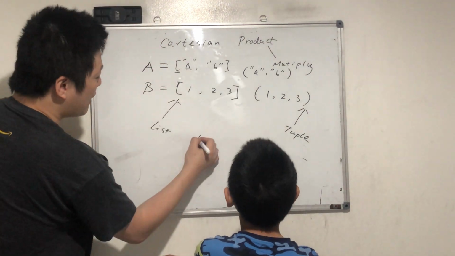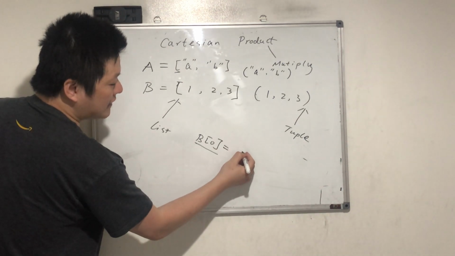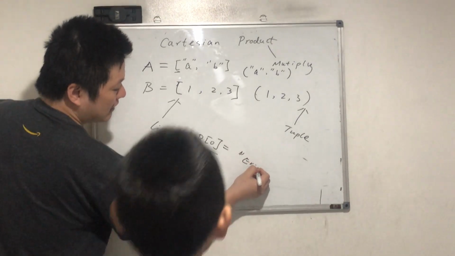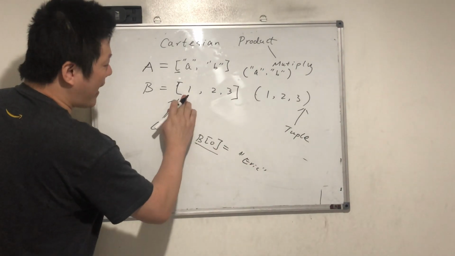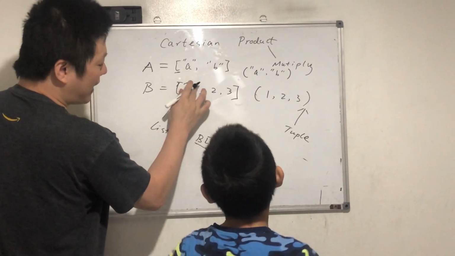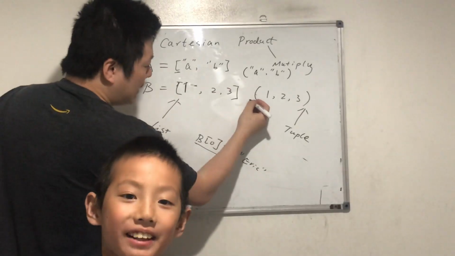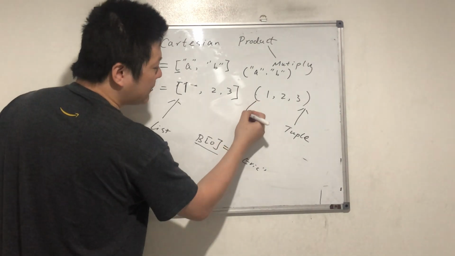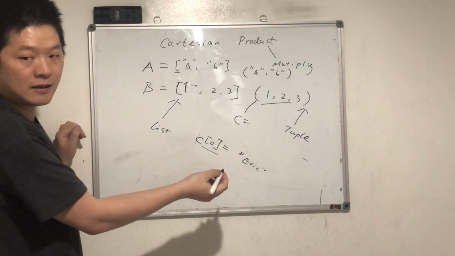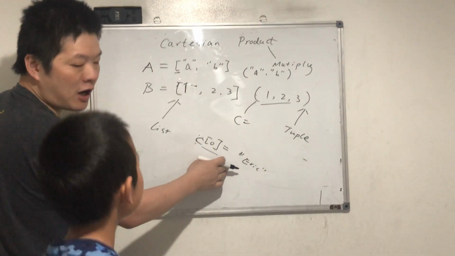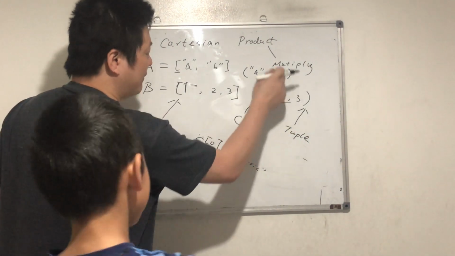But here I can say B0 equals, let's say, Eric. Then what happened? You will replace this with Eric. Now if C equals this tuple, and you say C0 equals that, you are not allowed to do that because it's a tuple. You cannot change it. That's the difference between a tuple and a list.